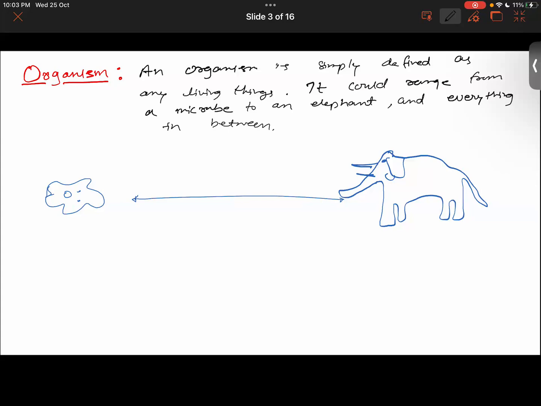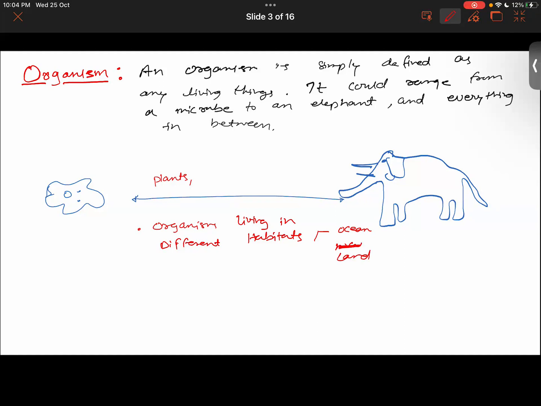And then it will not just include animals, it will also include plants. It will be including different types of plants, whether it's shrubs, herbs, or trees. Then it will also include different types of animals that are living in different habitats. So organisms living in different habitats, whether it is in oceans or on land, will also be part of it.